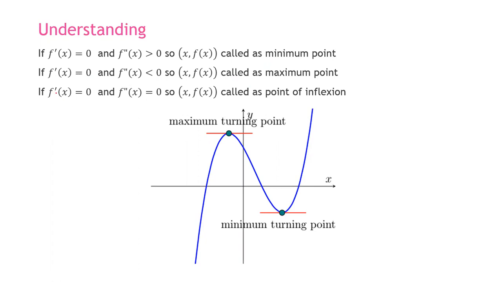Meanwhile, if the first derivative of f(x) equals 0 and the second derivative of f(x) equals 0 as well, then this coordinate point (x, f(x)) we call a point of inflection, which is not included as a minimum point and also not included as a maximum point. All right.